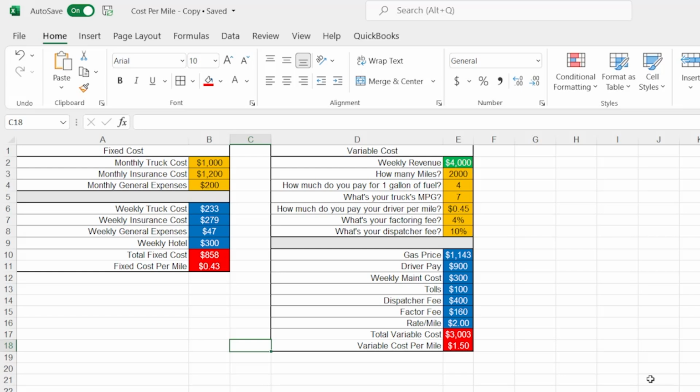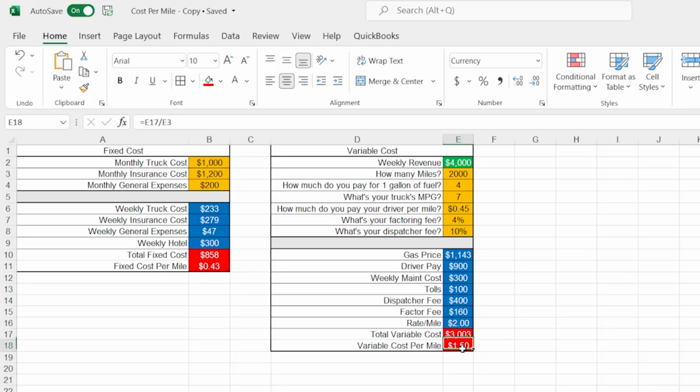The biggest thing that I want to hammer home is that your fixed cost does not change. Your variable cost does change. Let me show you what I mean. Everything is already inputted as a function. All the blue numbers will change as I change the orange numbers. The red numbers down here are just your total fixed cost, your fixed cost per mile, total variable cost per mile.